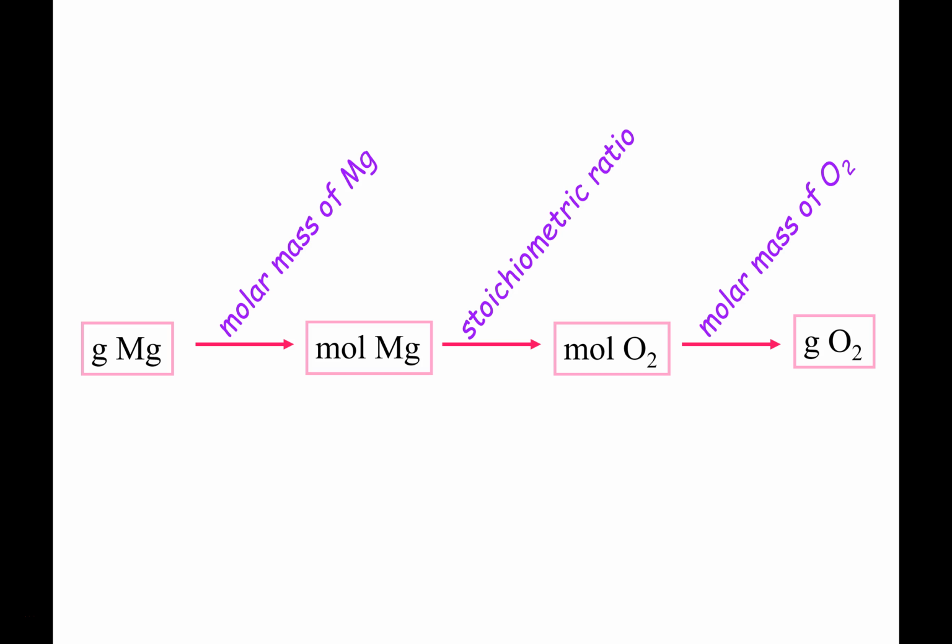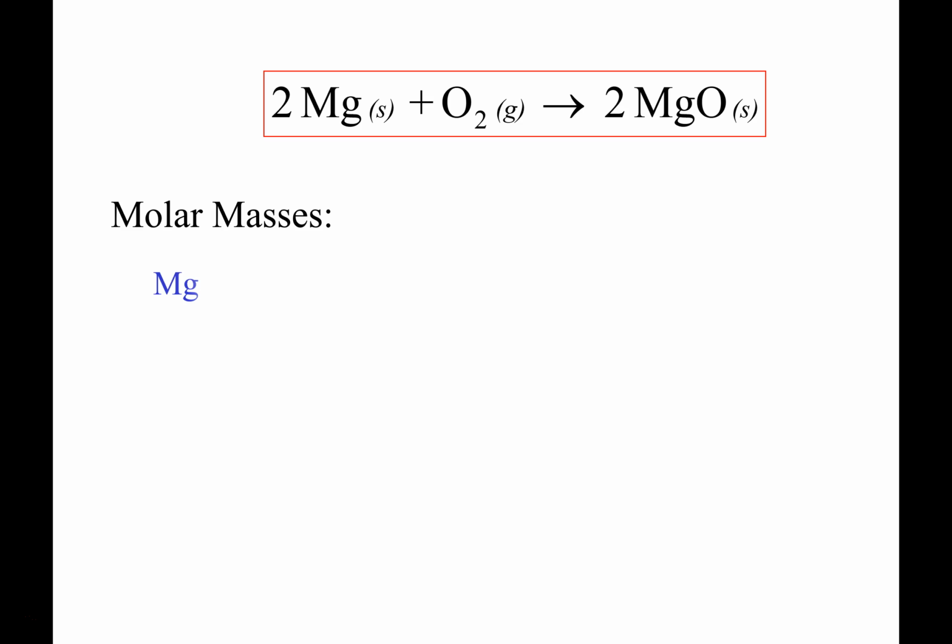You can see we're going to need the molar mass in two places. We need the molar mass of magnesium and the molar mass of O2. So this slide knocks out the molar mass for everything. Of course, for magnesium, I just have to pick it off the periodic table, 24.31 grams per mole. For the molecule O2, I take 2 times 16.00, which gives me 32.00 grams per mole.